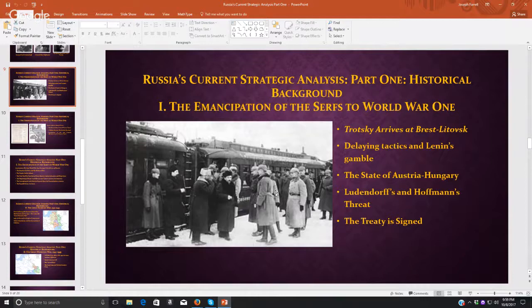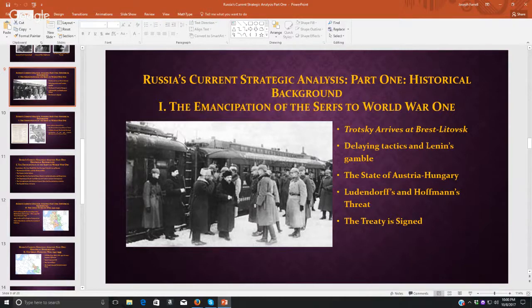Of course, by this time, the Tsar and his family have been overthrown. They've been arrested. So the Bolsheviks are in firm control, sort of semi-firm control. Now, at Brest-Litovsk, under Lenin's instructions, Trotsky is informed to delay.